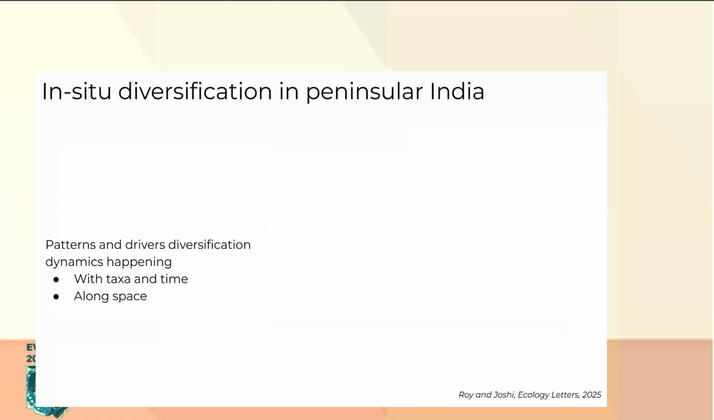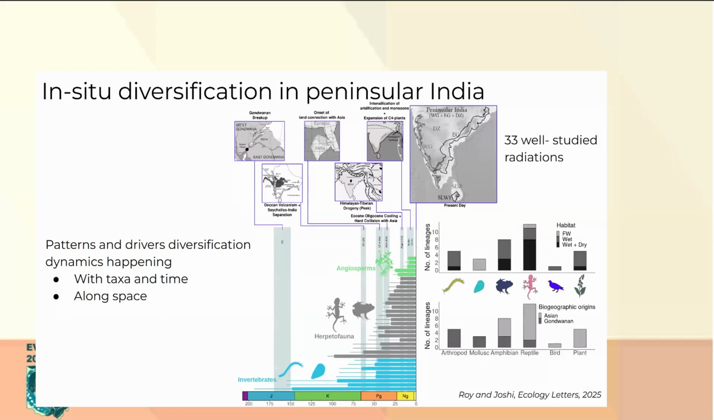So, given this setup, it intrigued us to address the patterns and drivers of diversification dynamics happening in peninsular India across taxa and across time and across space. So, today I'll be majorly talking about space, but I'd like to give a small glimpse of what happens across taxa and across time. The data that I used was basically 33 dated phylogenies of well-studied endemic radiations belonging to different invertebrates, herpetofauna, and angiosperms, and of varying biogeographic affinities and existing across different kinds of habitat types.